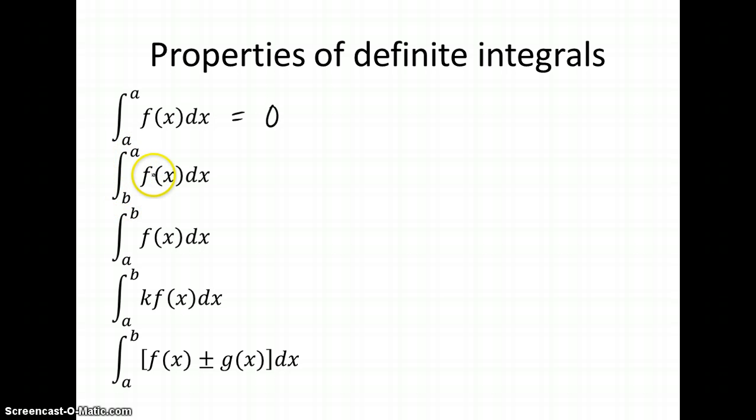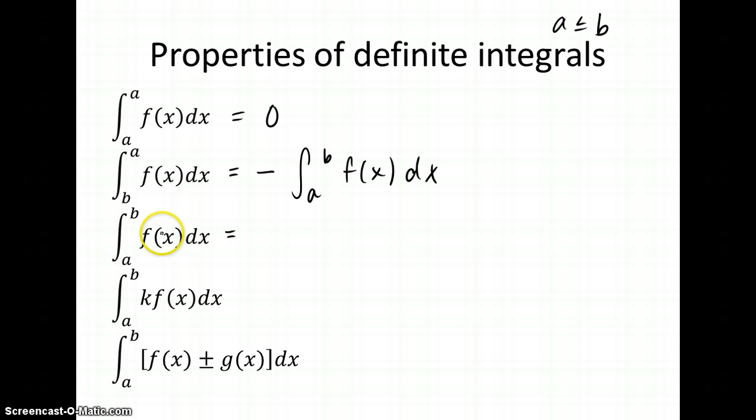The integral from b to a of f of x: your boundaries always need to be written low to high, and a is always less than or equal to b. So in order to switch the boundaries from a to b, you take the opposite of the integral.